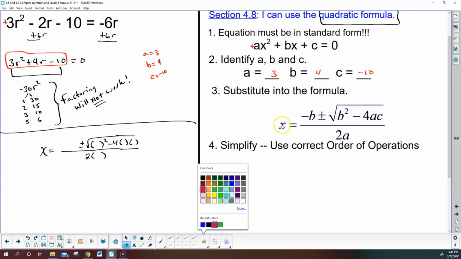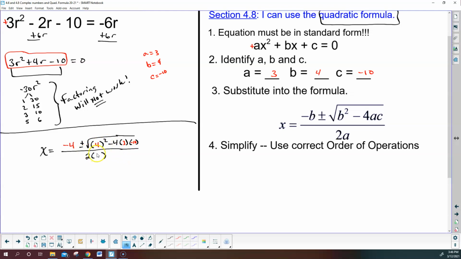So let's think of this. X is equal to opposite b. Well, what was b? B was 4, so the opposite of 4 is negative 4. Plus or minus the square root b squared minus 4 times a was 3, and c is negative 10, all over 2a. So step 1 is plug in those values. Once you know what a, b, and c are, you substitute those values in.